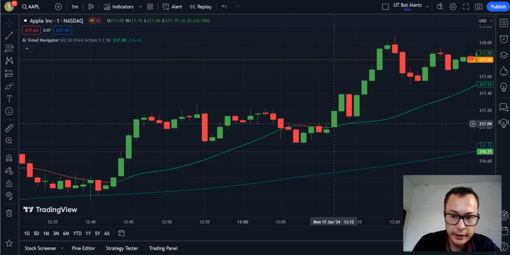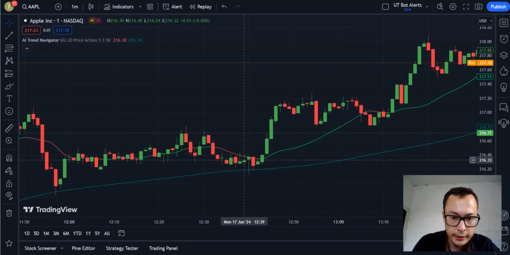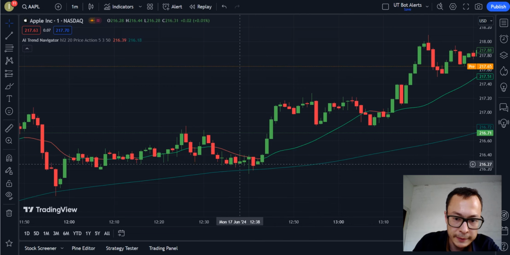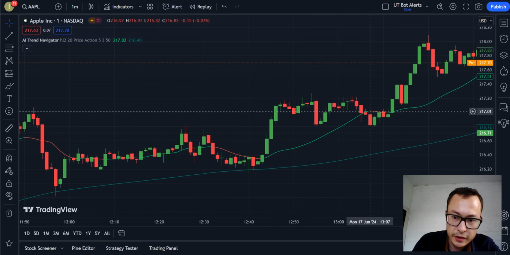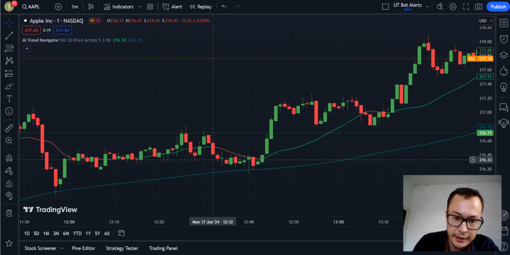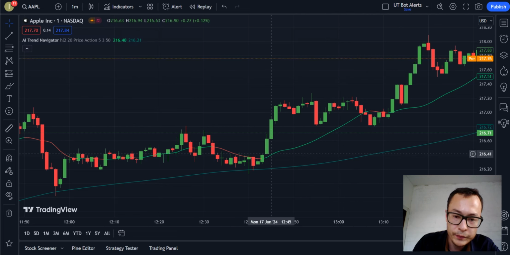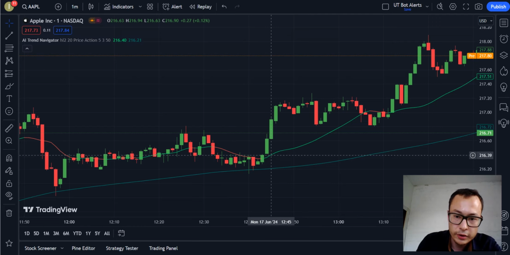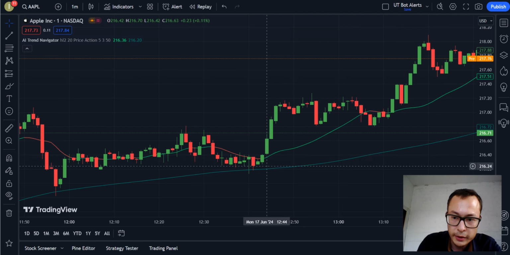So the green and red lines that you see here are illustrated by the AI Trend Navigator indicator by Xiamen. The green line represents an upward trend in the price of the stock, and the red line represents a downward trend. So this indicator accurately assesses and predicts the price movements of various stocks, cryptocurrencies, and other types of commodities.